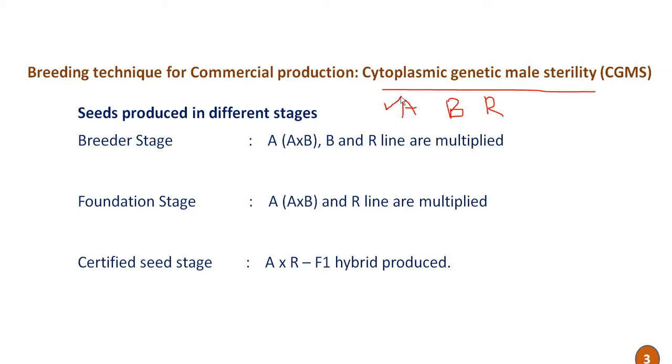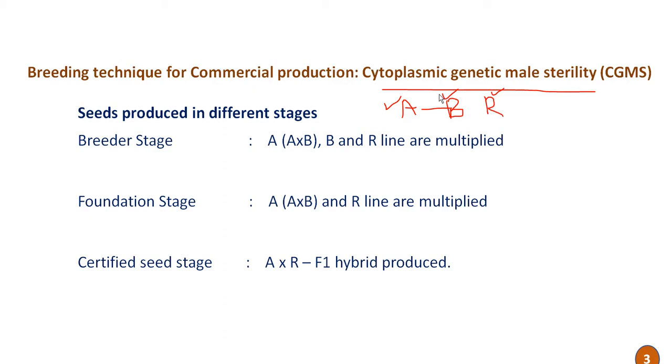This A line is the female line and it is a male sterile line. Then this B line is a male fertile line and is also called the maintainer line. These A and B are isogenic lines except for the locus for sterility and fertility. And the R line is the restorer line and is utilized as a male in hybrid seed production, and it is also a male fertile line.